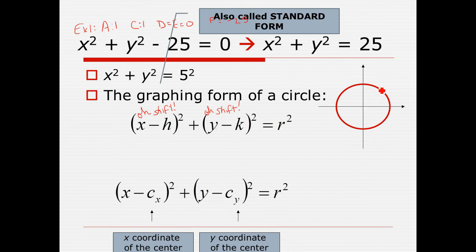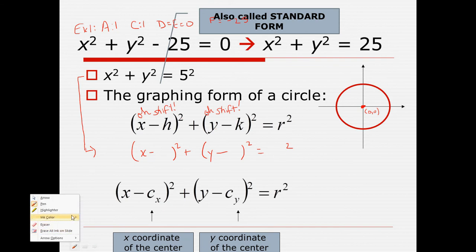So over here is my circle. So please make an axis. When you're graphing a circle for me, there must be the center labeled, right? And I want you to look at this equation. Our equation in graphing form looks like this. Our center is 0, 0, and our radius is 5.